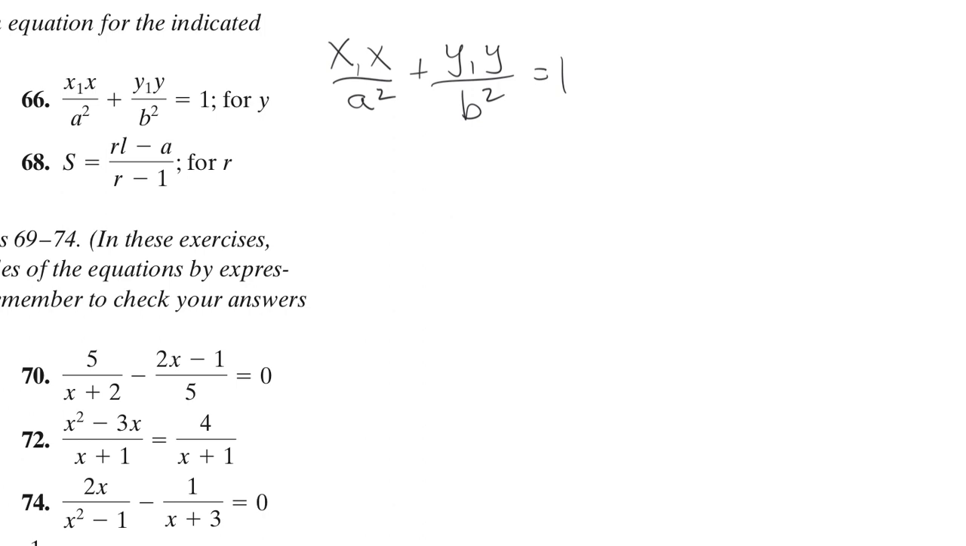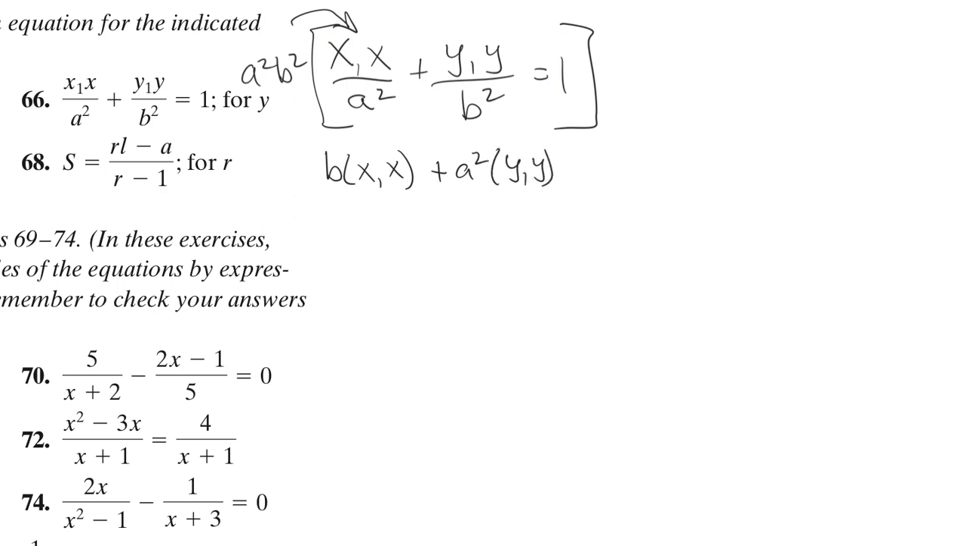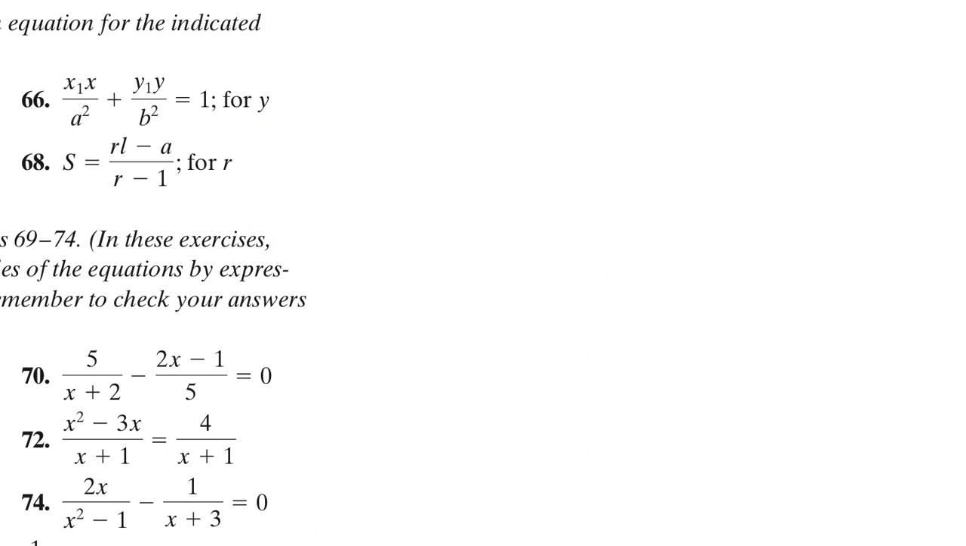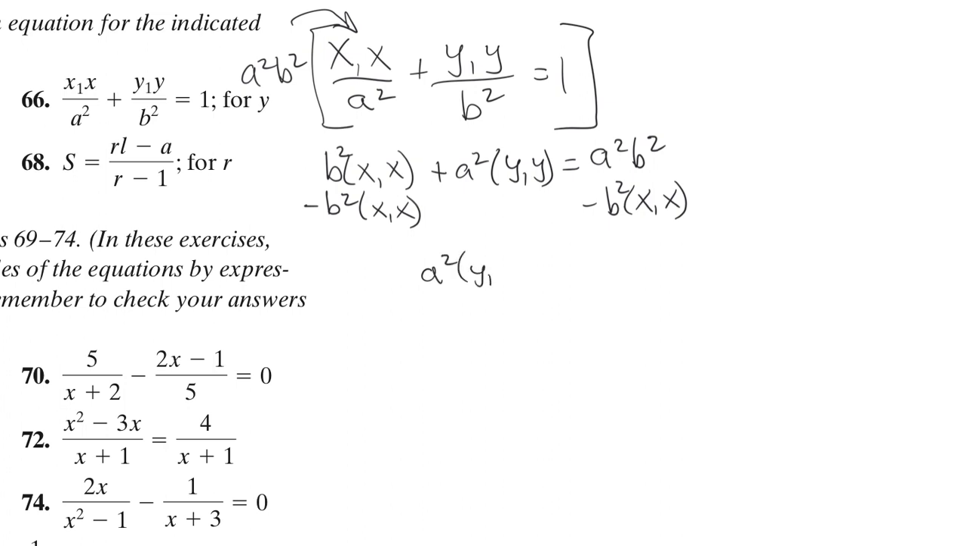So I want to multiply everything by a squared b squared. If I multiply everything by a squared b squared and distribute, the a squareds cancel, so it's b squared times x sub 1 times x plus a squared times y sub 1 times y equals a squared b squared. Now you have to remember, we're trying to solve for y, right? So we would want to subtract b squared times x sub 1 times x. What we're left with is a squared times y sub 1 times y equals a squared b squared minus b squared times x sub 1 times x.